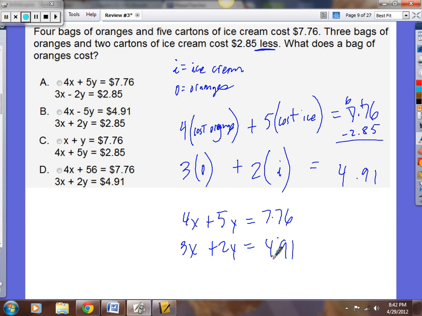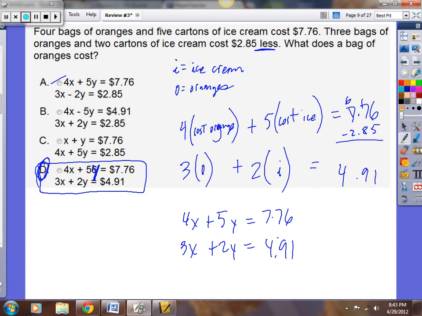Is that not even up there? Alright, it's not A. This might be a typo. I kind of like D, but I'll bet it should say 4x plus 5y. I'll bet you that's a typo. I'll bet that should be a y, because if it was a y, 4x plus 5y equals 776, 3x plus 2y equals 491. I'll bet you it's D, so I'll bet you that's just a typo. It's kind of a bad problem.